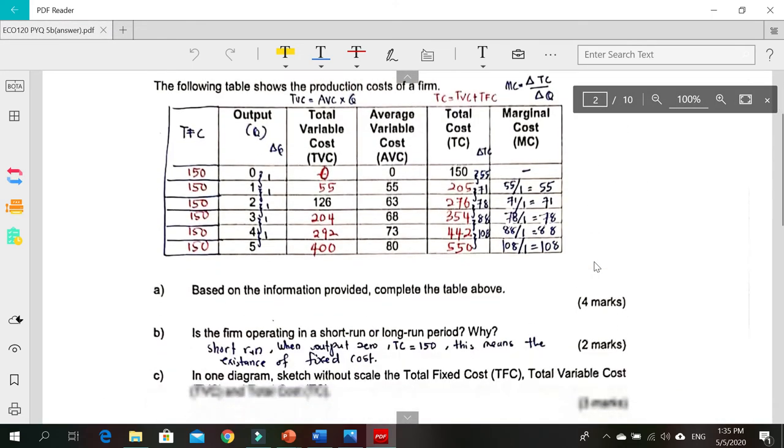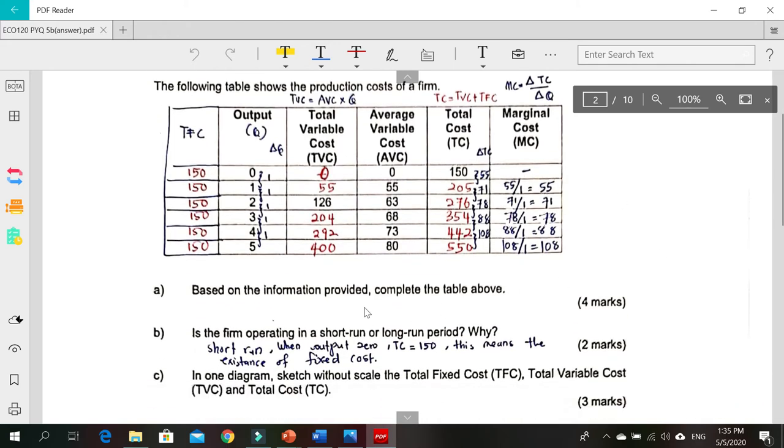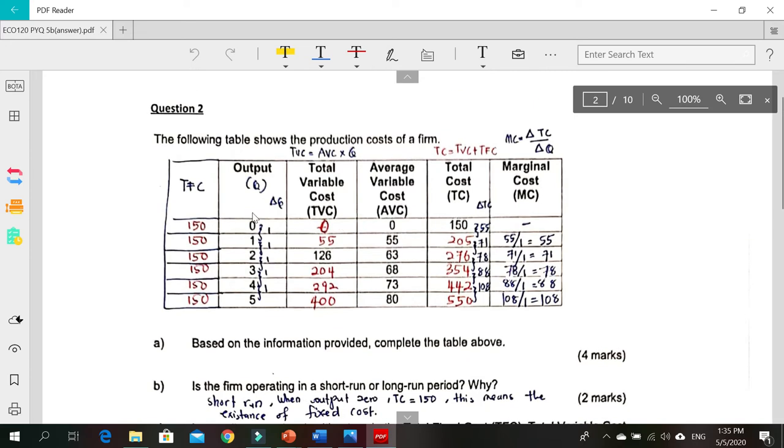Let's go for the second question. The following table shows the production cost. Ada banyak information lagi. Okay, I have the answer here already. Based on the information provided, complete the above table.